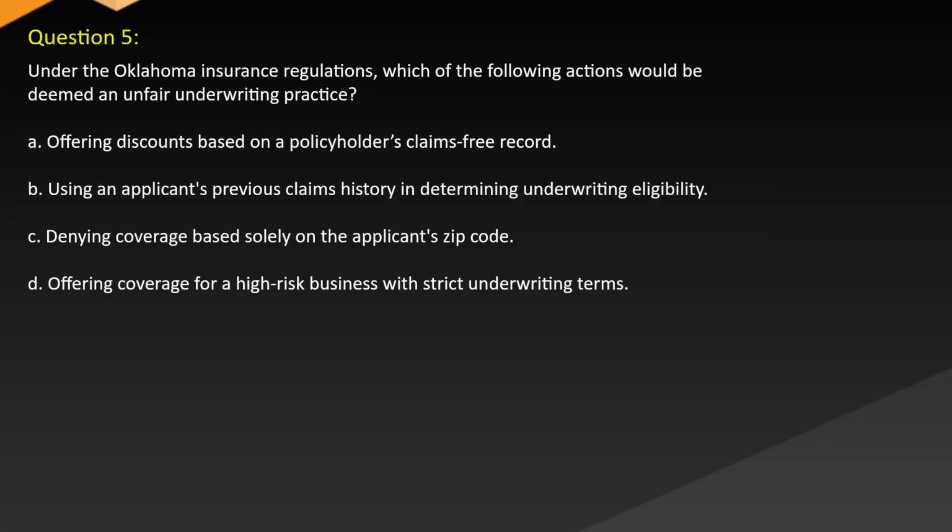Question 5. Under the Oklahoma insurance regulations, which of the following actions would be deemed an unfair underwriting practice? A. Offering discounts based on a policyholder's claims-free record. B. Using an applicant's previous claims history in determining underwriting eligibility. C. Denying coverage based solely on the applicant's zip code. D. Offering coverage for high-risk business with strict underwriting terms.